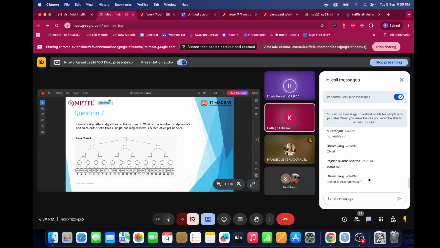Dhruv, to answer your question, yes, A1 is a max node, so the whole game tree is built from max's perspective. That is the minimax value as per the previous question.